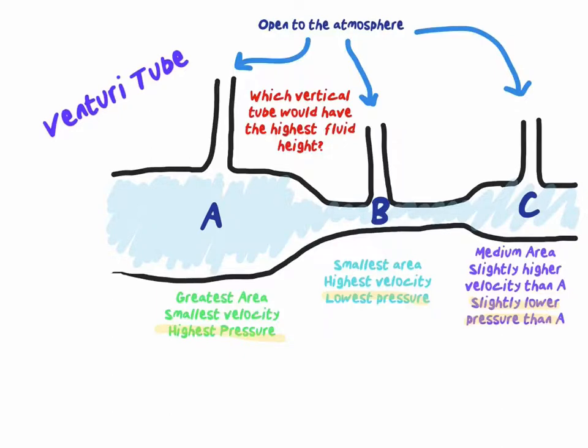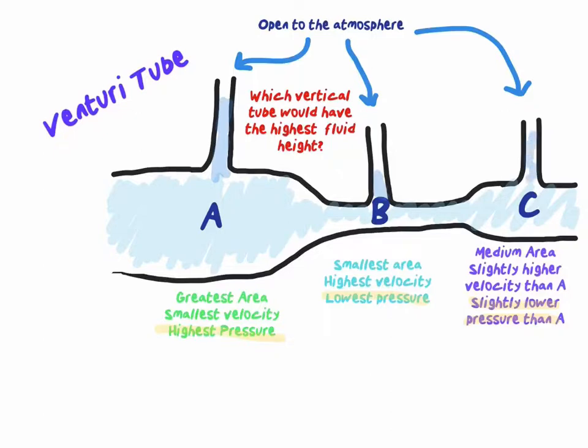So hopefully you can see that the one that has the greatest fluid pressure at that point would push the fluid itself, because it would have the greatest difference in pressure, and it would cause the fluid to be pushed up that tube. And then of course the one that has the greatest speed passing through it, and therefore the lowest pressure, will have the lowest fluid height. So the heights in the tubes would be different.